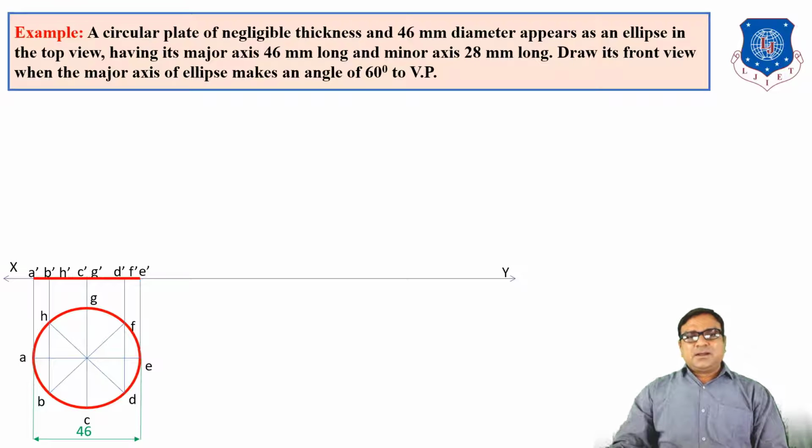Here we don't know the angle of the surface with the horizontal plane, but we know that when we incline the surface with HP, the top view becomes an ellipse. So which diameter will be reduced when we incline the surface? Obviously AE, because when we incline the surface with HP, the CG diameter remains parallel to HP, but the AE diameter will be inclined to HP.